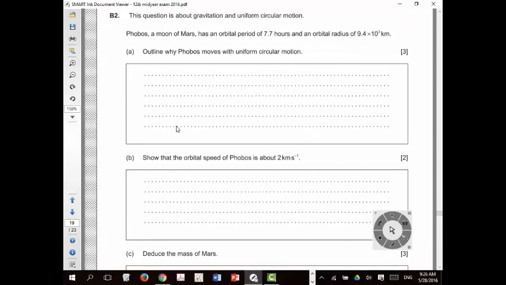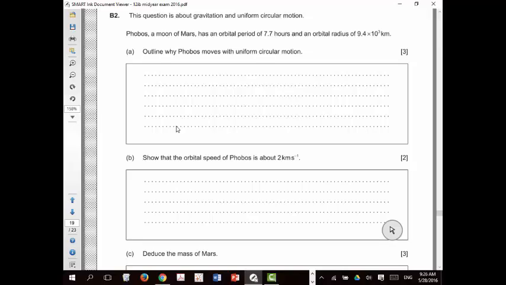This question is about gravitation and uniform circular motion. Phobos, a moon of Mars, has an orbital period of 7.7 hours and an orbital radius of 9.4 times 10 to the 3 kilometers. Outline why Phobos moves with uniform circular motion.